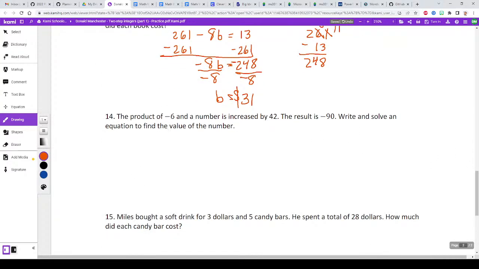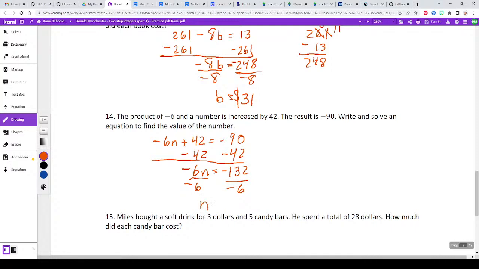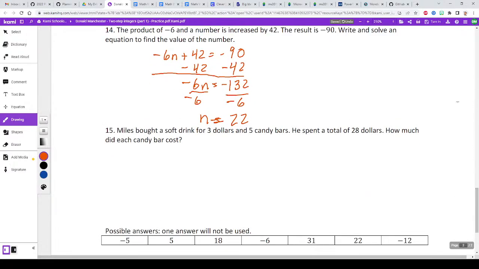Next one, the product of negative 6 and the number is increased by 42, so that's negative 6n plus 42 equals negative 90. We're going to subtract 42 from both sides because that's the opposite of positive 42, and 42 is the constant. We have negative 6n equals negative 132. We divide both sides by negative 6 because negative 6 is the coefficient, and that's how we undo multiplication. So we have n equals 22. When you divide two negatives together, they become a positive, and 132 divided by 6 is 22.